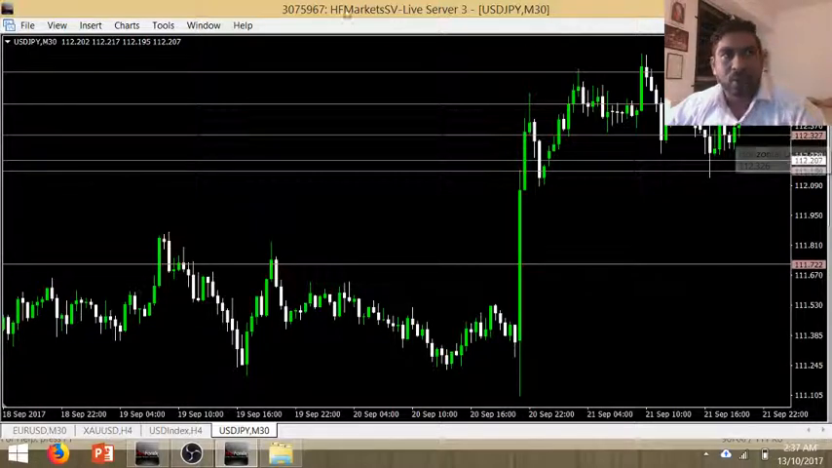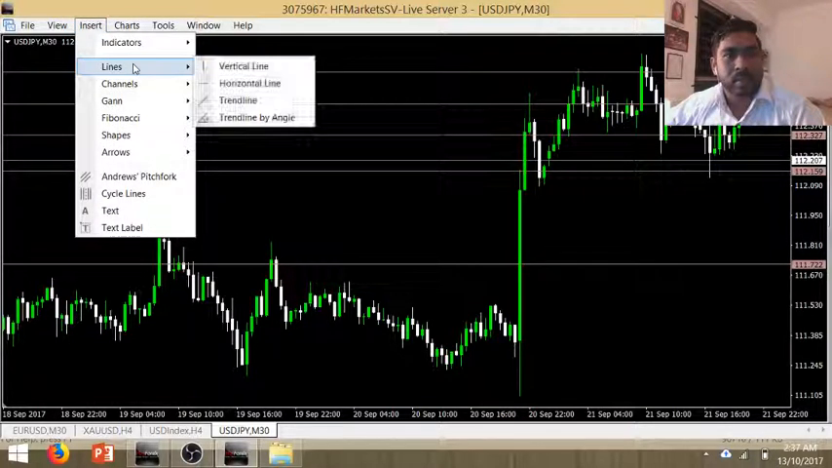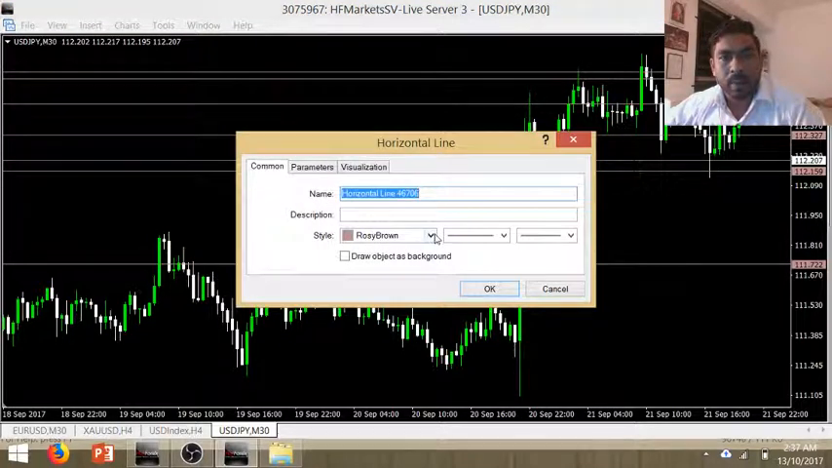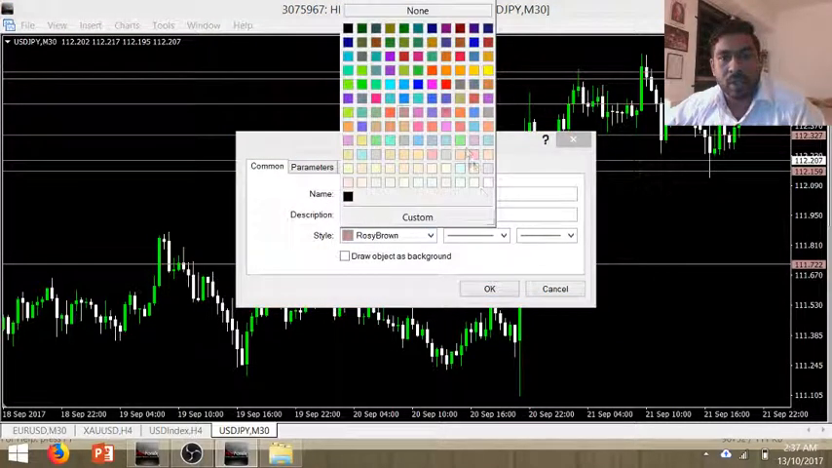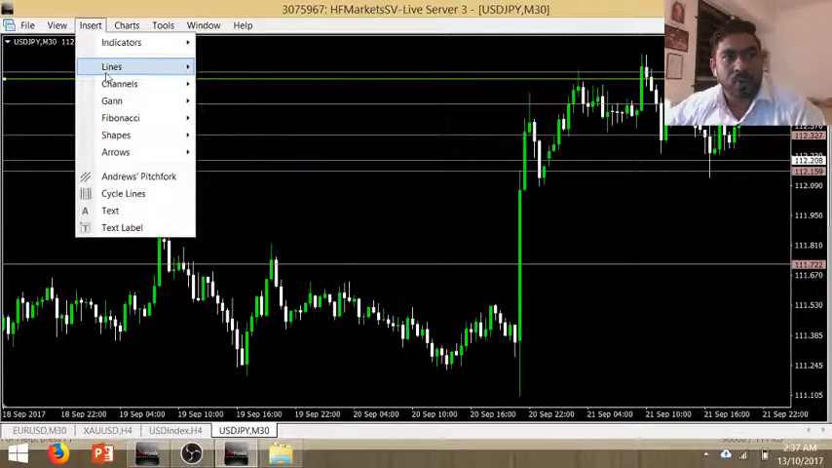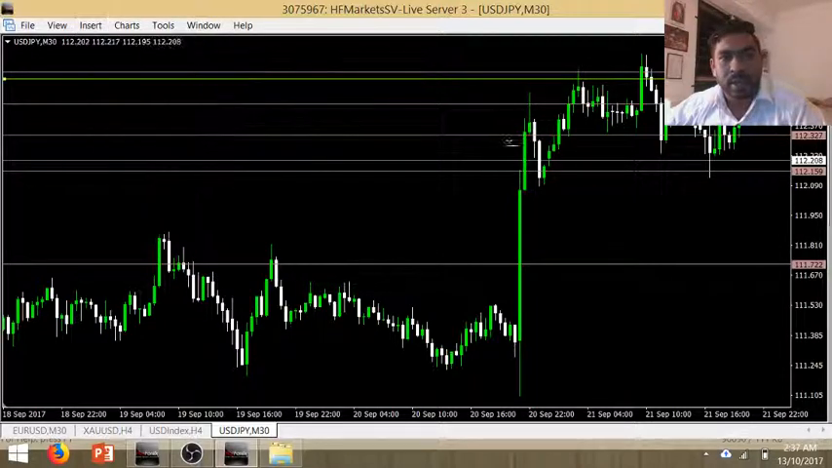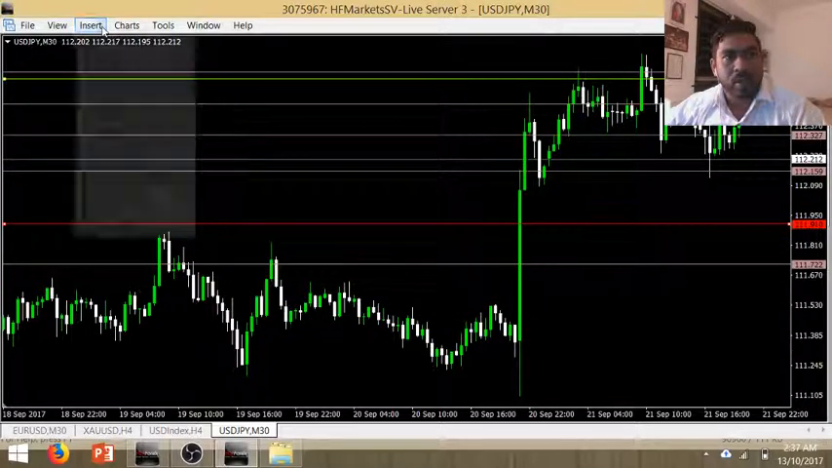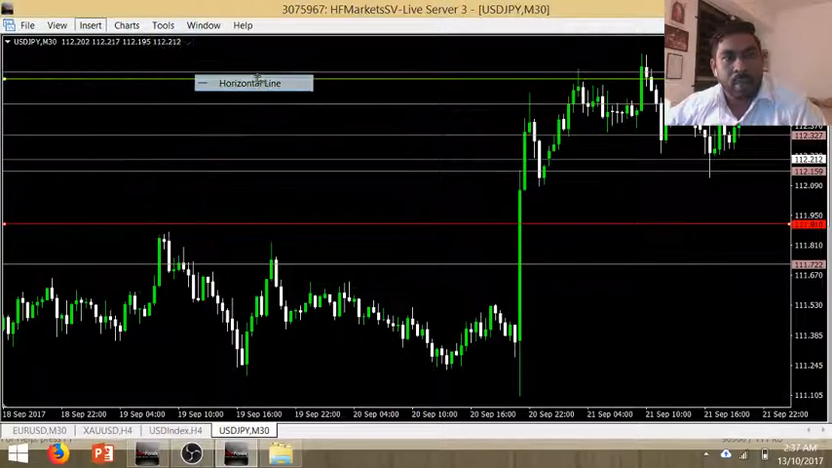So what I would do is insert lines, horizontal line. Okay, I'm going to use green as my order line. Okay, and I'm going to use red as my stop loss. Okay, and I'm going to use blue as my take profit.